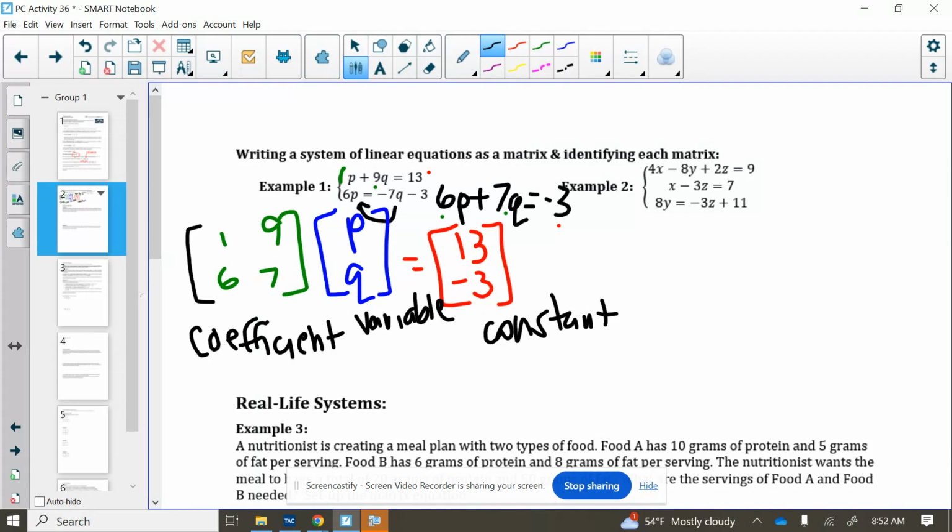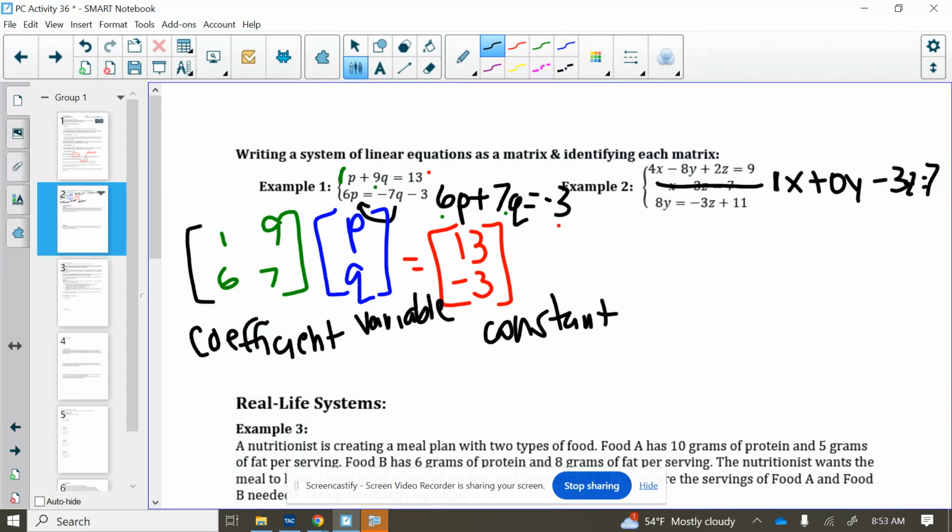In example 2, we have a 3-variable system. So again, we want to make sure that we have everything lined up so that it's x, y, and z all on the left-hand side. Now notice in the second part of this system that we have 1x, 0 y's, and negative 3 z's, and then equals 7. And we want to be careful of that, because when we order our matrix, we want to make sure that we include a 0 as the entry for the y in that particular equation.